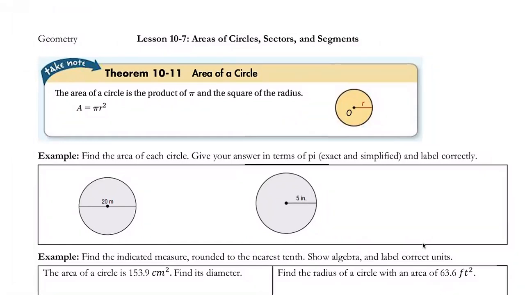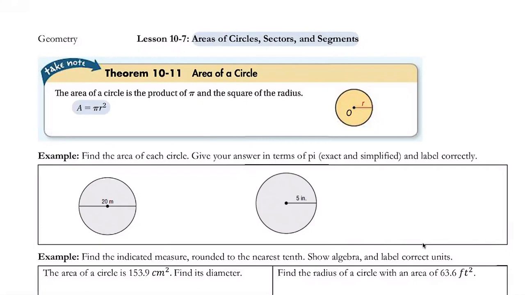Today's lesson is going to be about areas of circles, sectors, and segments. We're talking about segments of a circle, not segments like you're used to thinking about segments in the past. Okay, so first of all, area of a circle. The area of a circle is pi times the square of the radius. Remember, the radius is from the center of the circle to a point on the circle.